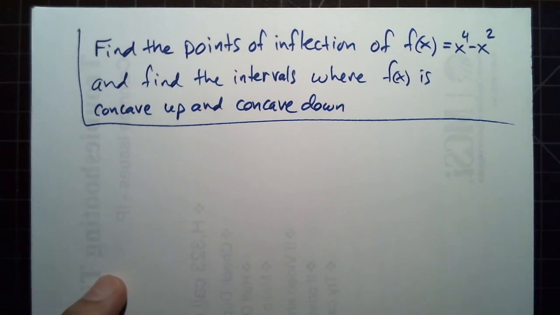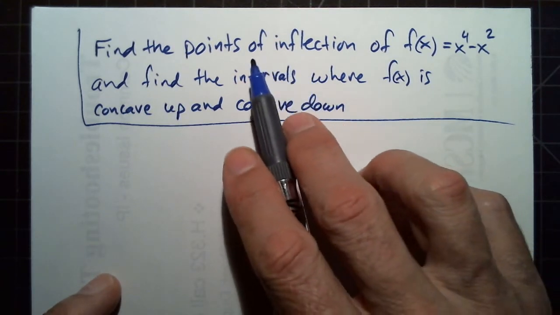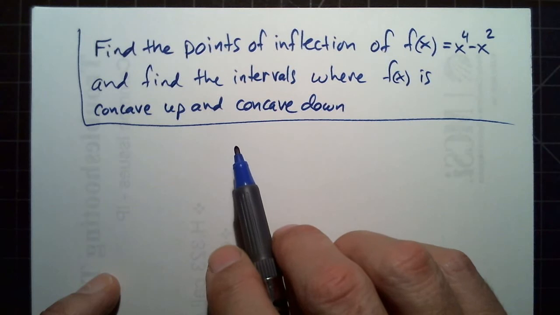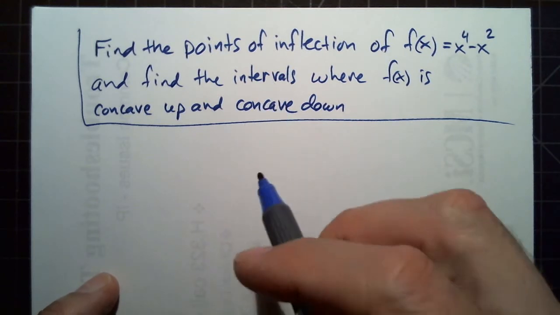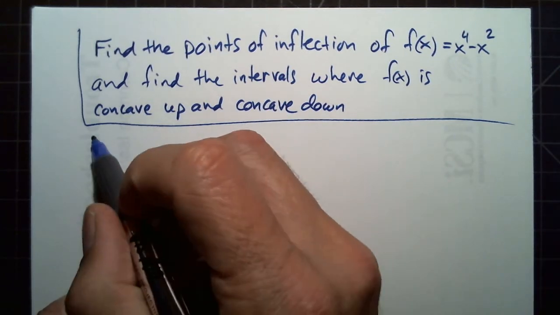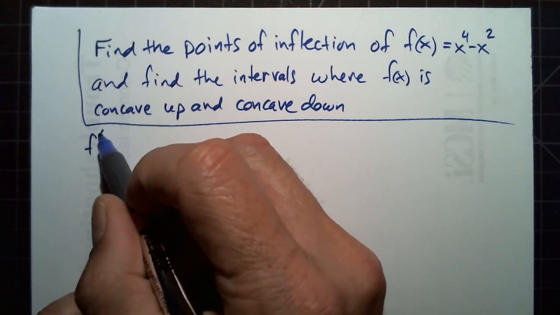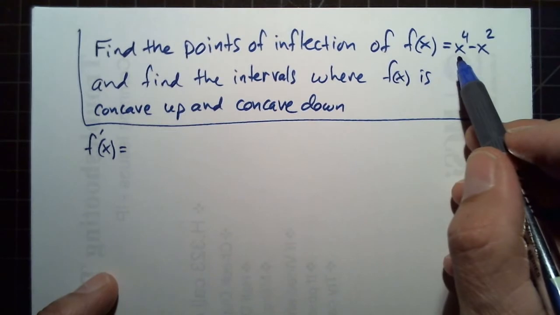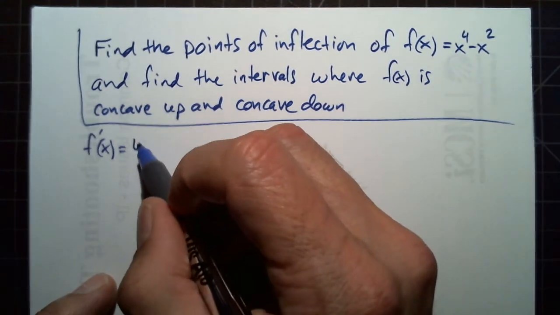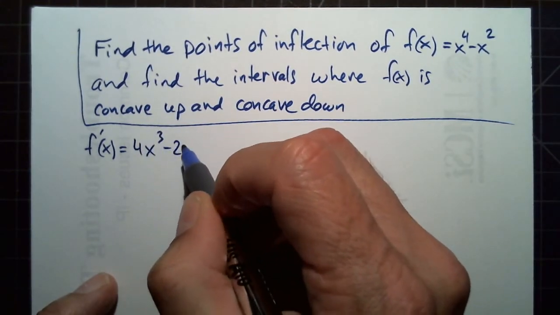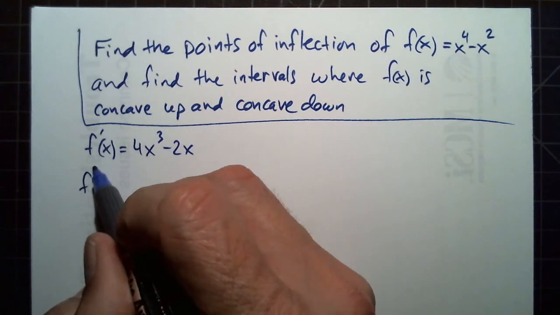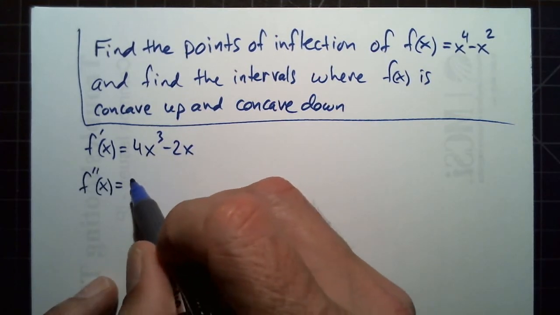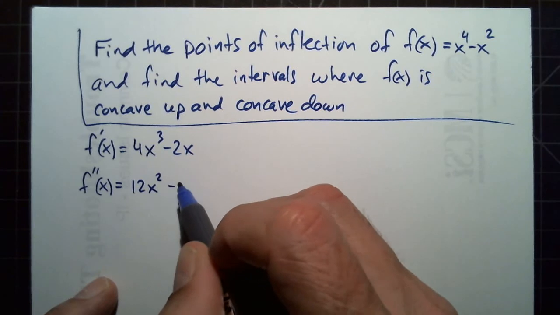All right. So we can talk about the point of inflection, but we can also find intervals of concavity. Since we need the second derivative, we have to start with the first derivative, and that's going to be 4x cubed minus 2x. We need the second derivative, and that'll be 12x squared minus 2.